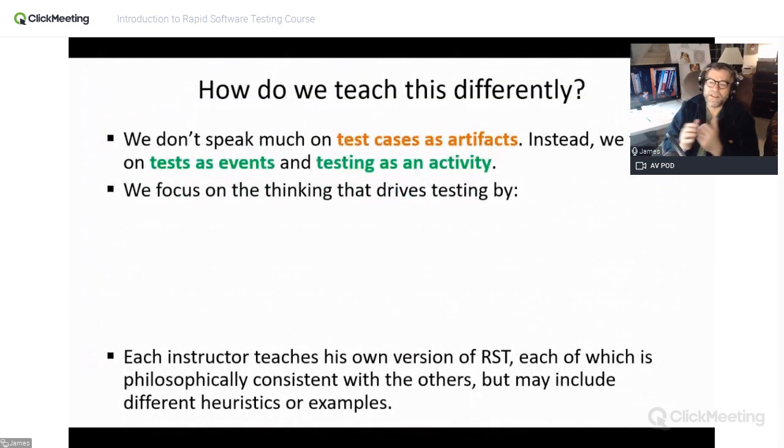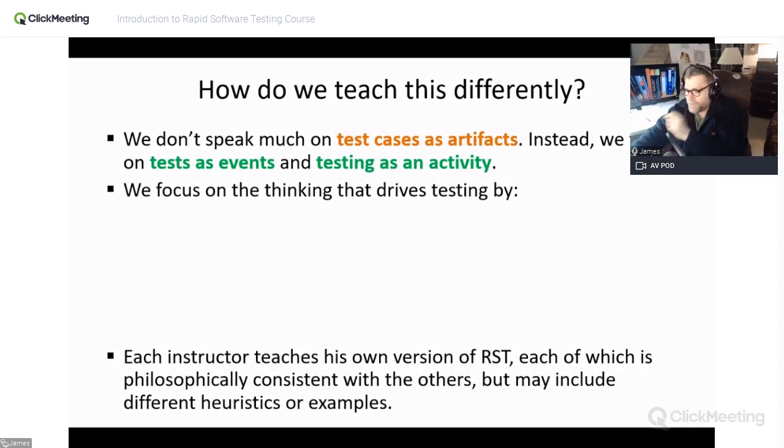So how do we teach this differently? Well, we don't talk about test cases very much. This is one thing that's quite a bit different than other kinds of testing classes that you might have seen or you might go to. We see testing as an event. A test is an event. It's an event in space and time. When I perform a test, I am doing something at a particular time and a particular place.